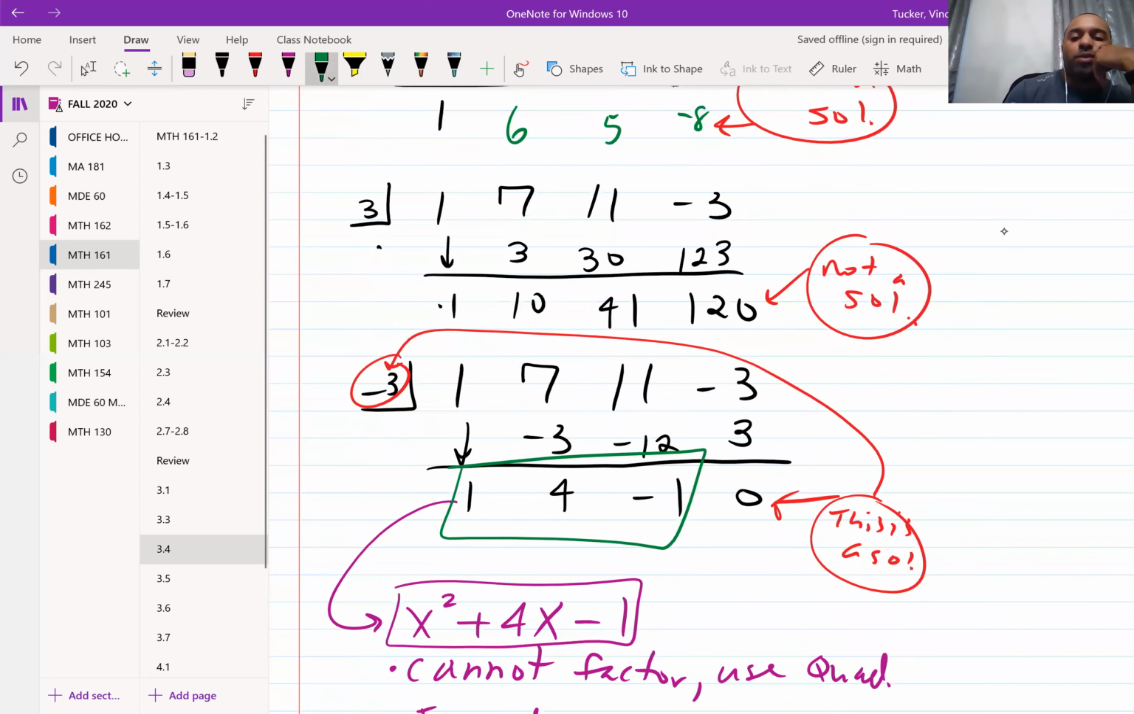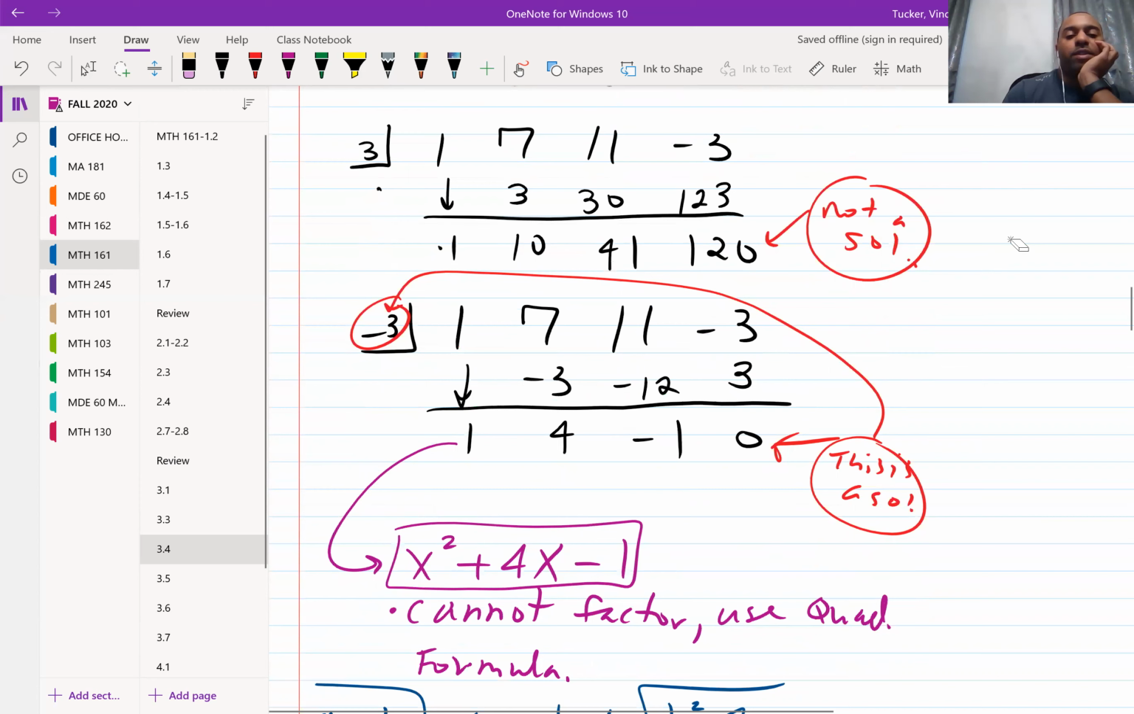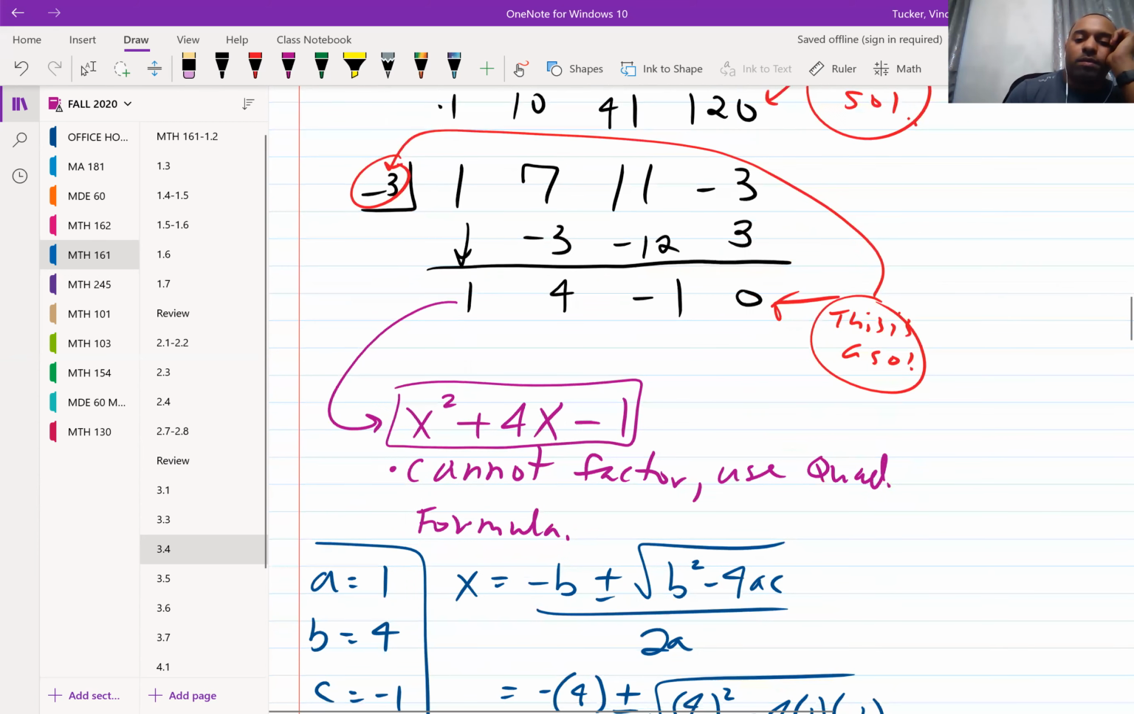And so remember, we use this to break down the function. So what's left is x squared plus 4x minus 1. Remember, we start off with one exponent less than what we had originally. Remember, we started off with x cubed. So now here we are at x squared. So 1x squared plus 4x minus 1. So can I factor that? So we use the quadratic formula.